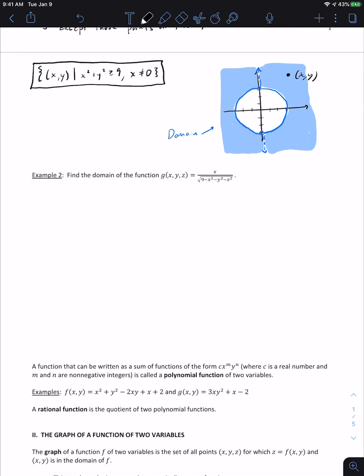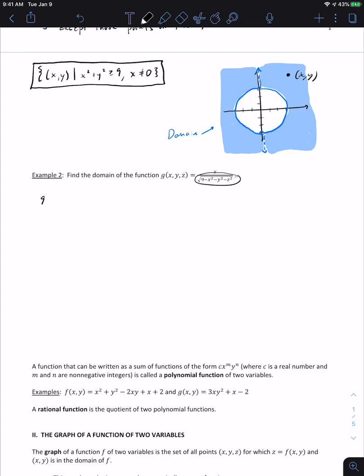Find the domain. This time it's three-dimensional. So we have x, y, and z. Since it's three-dimensional, that means that now it's not a plane that's going to be our domain, but it's going to be some sort of three-dimensional object. Okay, so this x in the numerator doesn't hurt us at all, right? X can be negative or positive there. However, what we've got going on in the denominator is troublesome, right?